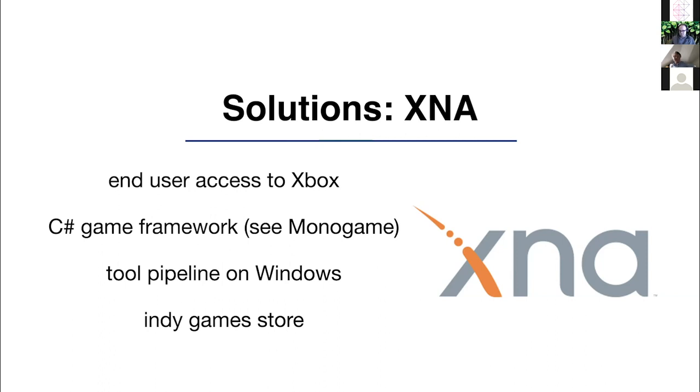So we opened up the Xbox. You could download a set of tools, put it on your PC. I think it was $100, and you could write any game you wanted and shove it over. And then we built a game store. It built a big C# game framework.